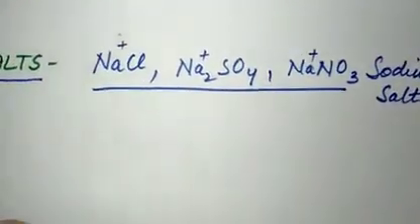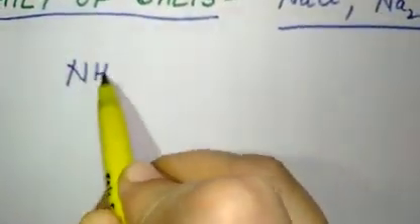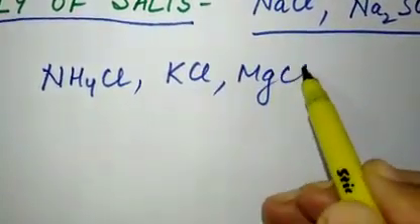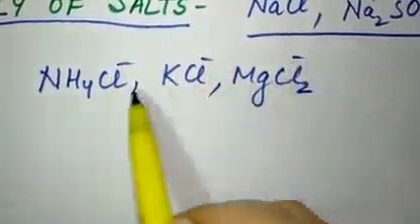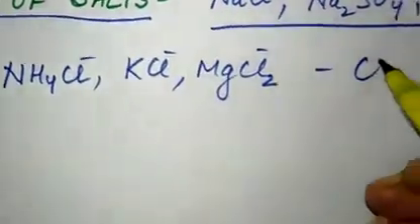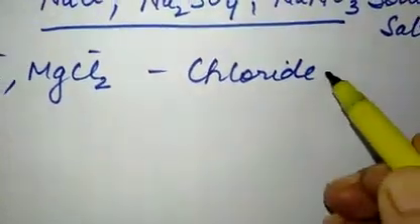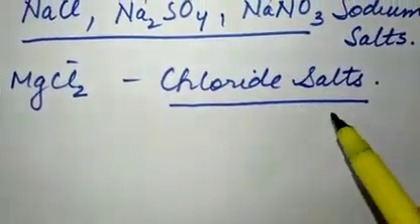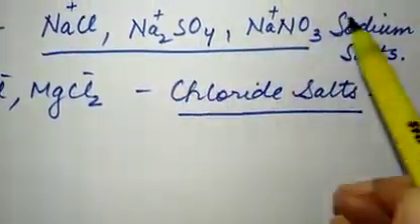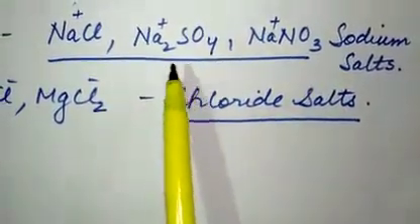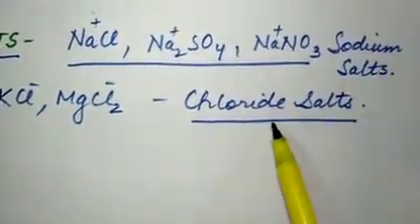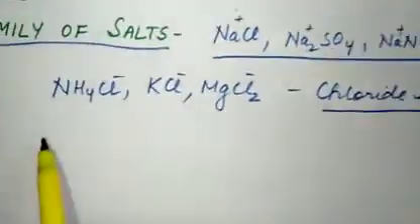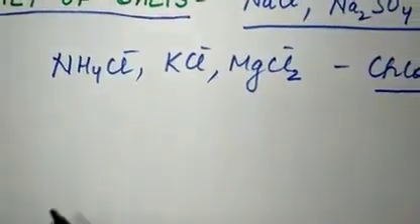Then another family is like if I take ammonium chloride, NH4Cl, KCl or MgCl2, all of them have the chloride ion, and this is known as chloride family or chloride salts. They belong to the same family. So depending upon the cation and anion, we can classify them into different types of salts. So these are sodium salts and these are chloride salts. Right. Now let us see how they can be divided into different categories.